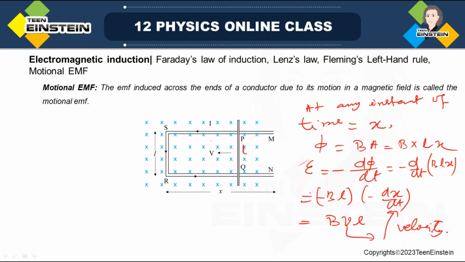So this V is the velocity of this conductor. As the velocity increases, the length x is decreasing. As time progresses, x is decreasing. That's why the minus sign comes here. So the motional EMF is given by BVL. EMF is equal to BVL.